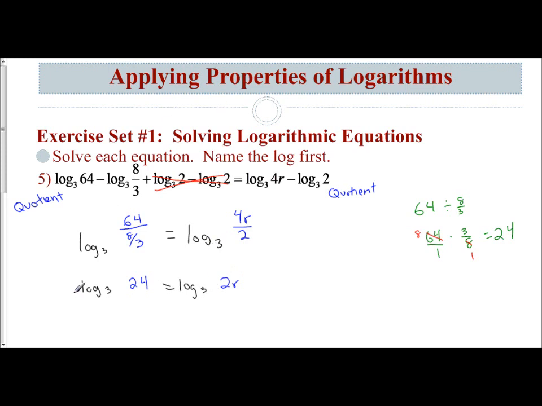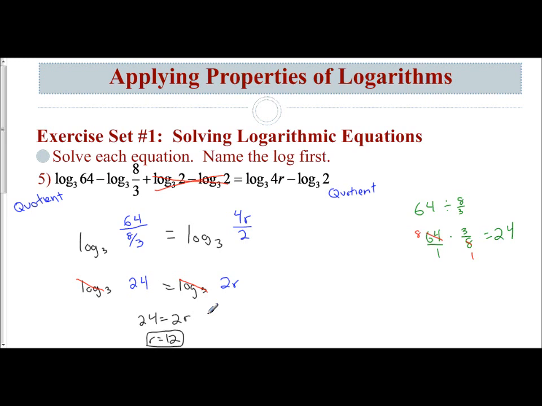You have one log all by itself on the left and one log of the same base on the right all by itself. So you can cross them out and solve. And so you get 24 equals 2r. Divide both sides by 2. R is 12. And if I were to plug 12 in to where the variable is, 4 times 12 is 48. It meets our definition of logarithms, and so we're good.